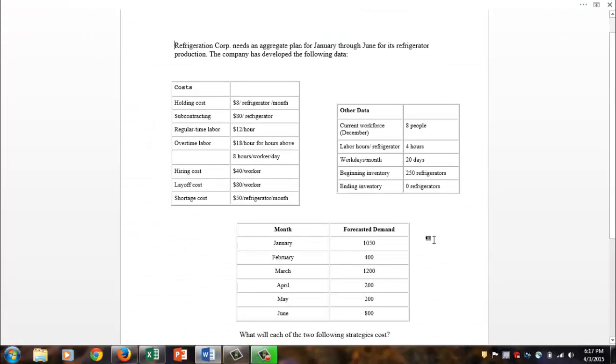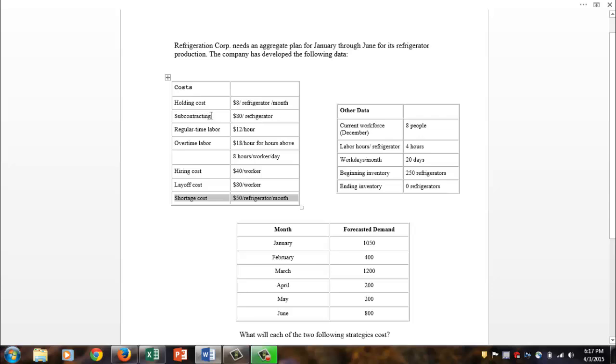Looks pretty much the same as what Deb had, right? We've got a holding cost up here. We've got a regular time labor rate. We've got a hiring cost. We got a layoff cost, and we got a shortage or a back order cost. We have a couple others, but we're not going to use them.